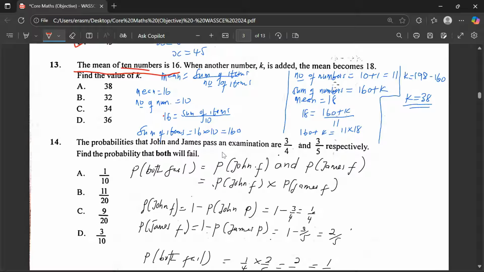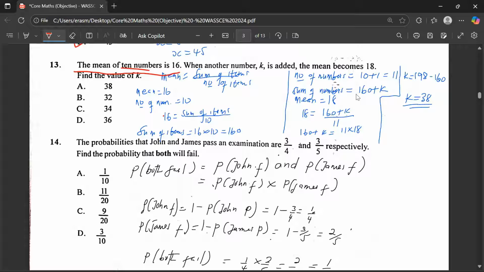Okay. Now, another number k is added. The mean becomes 18. So now, if another number is added, then the number of numbers is now going to be what? 10 plus 1. Remember, k, which is another number, has been added. So you are having number of numbers to be now 11. Now, the sum of numbers is going to be what? 160 plus the new number that has been added. In this case, k.